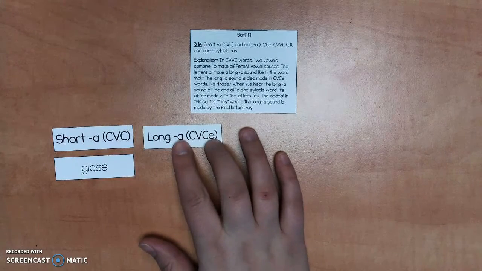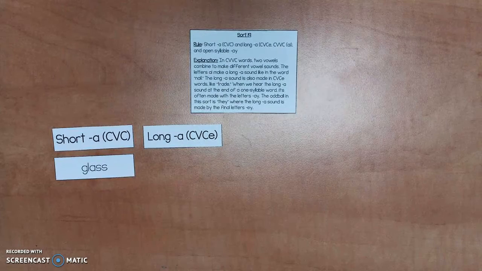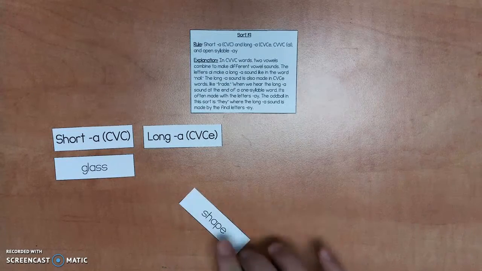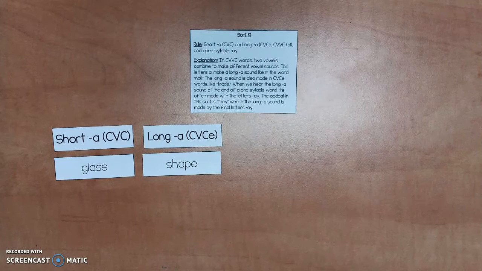this one's also a review. It's a long A sound that's made by CVC E words. So that E on the end makes that A say its own name. That's our long A sound. So in a word like, fling that in there upside down, shape, shape, okay?